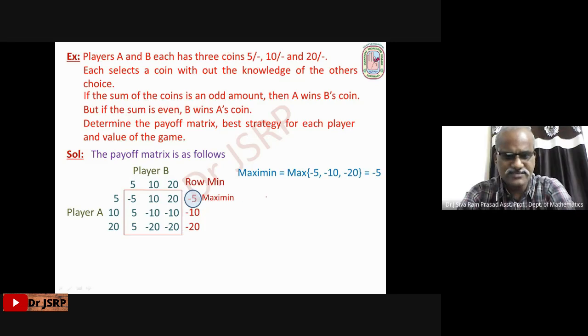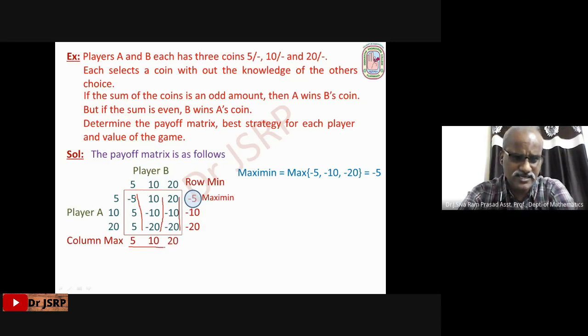So this is the maximin value. Next, to find the minimax value, first write the column maxima values. First column is minus 5, 5, 5, so the maximum is 5. Second column is 10, minus 10, minus 20, so the maximum is 10. Third column is 20, minus 10, minus 20, so the maximum is 20. So these are the column maximas.